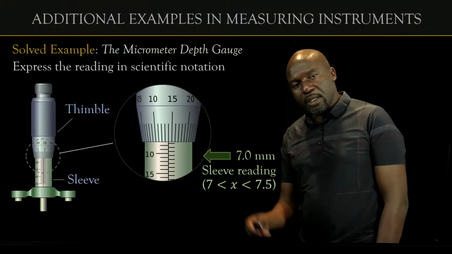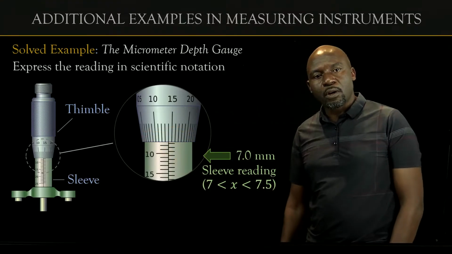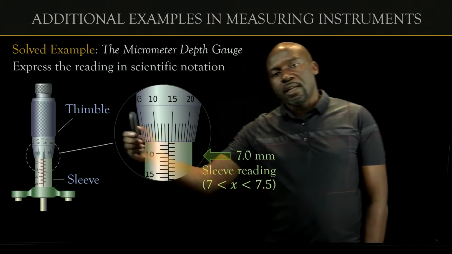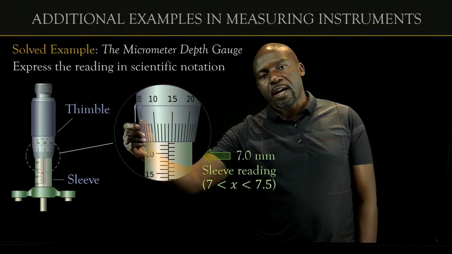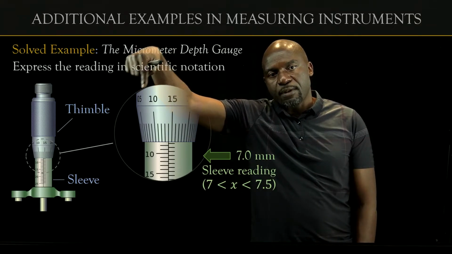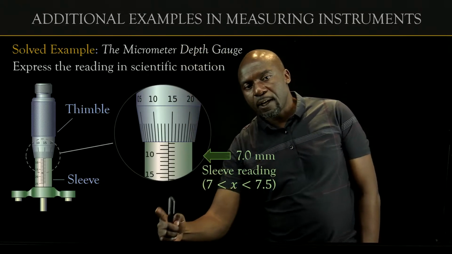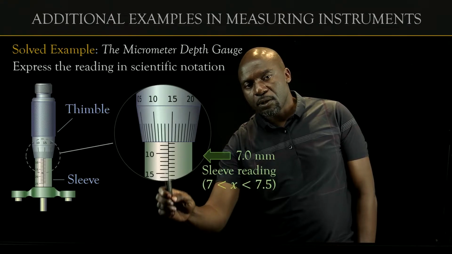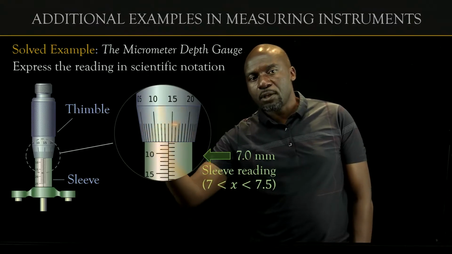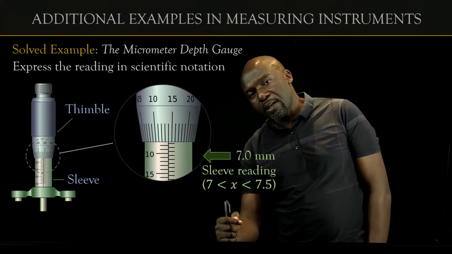Then we will add something to it. That something is going to come from the thimble reading. So 7.0 from the sleeve. And then when we look at the thimble, we can see the reading starting on that side. So we have 5, then that's 0.5, then there is a 10 here, then 10, 15, 20, and so on. Now we use that dark line there. It's called the datum line. That dark line is what we use to take the reading. It's like the arrow that is used to take the reading on the thimble. And if you look at that black line there, it is pointing directly at 14.